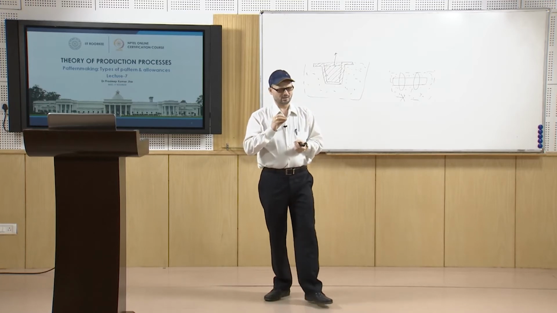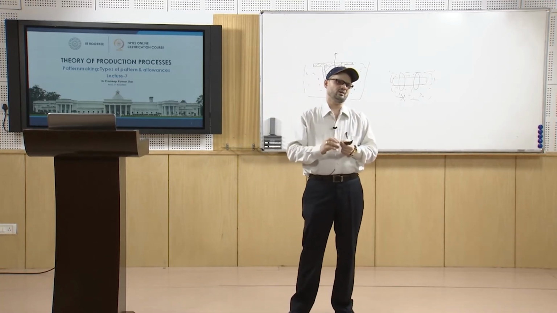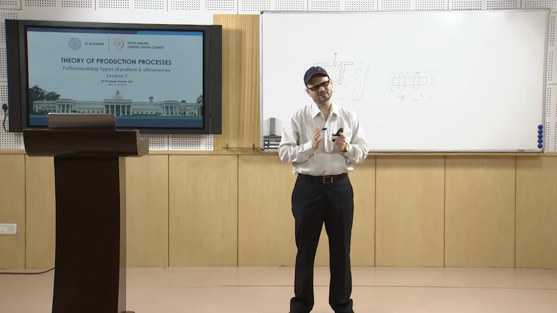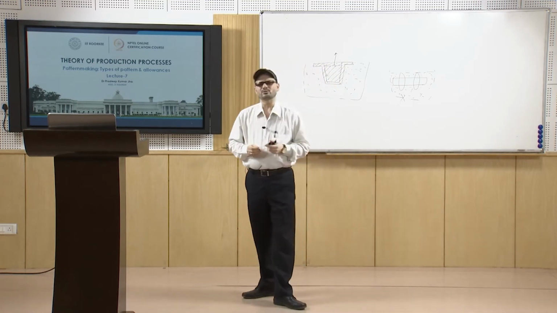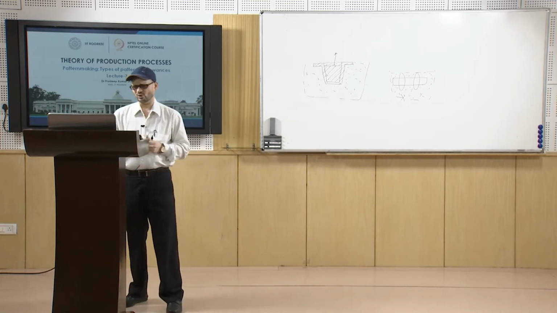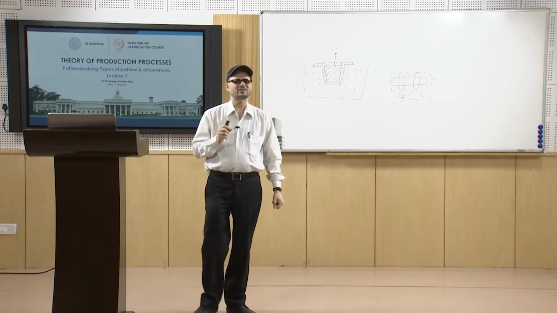So basically you are making the gates and runners which are part of the pattern, and the liquid metal will pass through these gates and runners and enter the cavity, and it will give you the finished cast product. So this eliminates the hand cutting of the runners and gates.